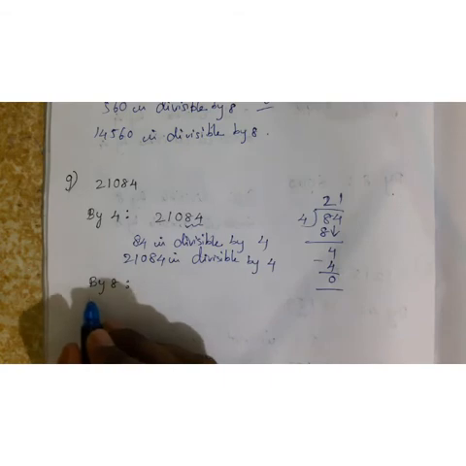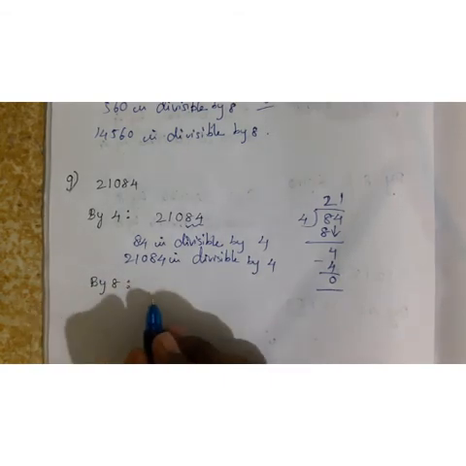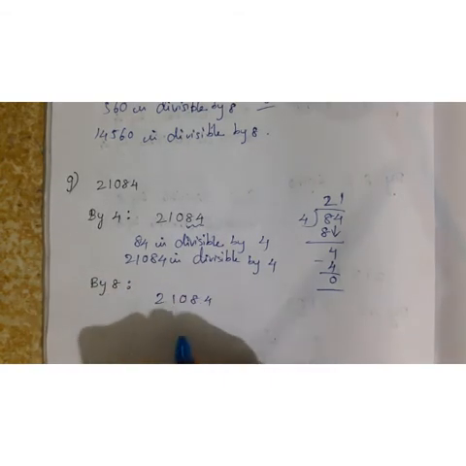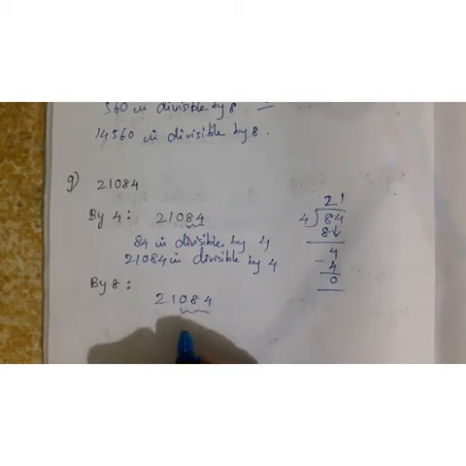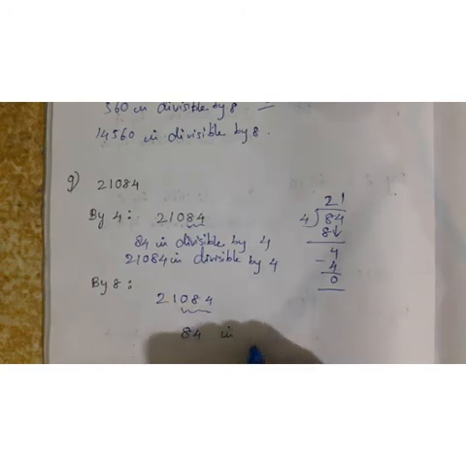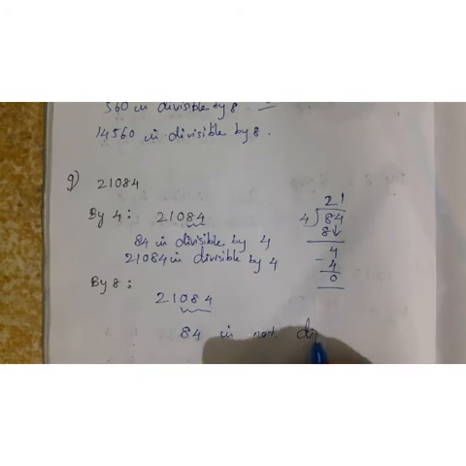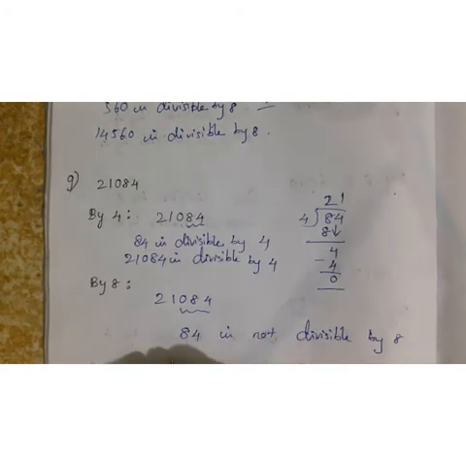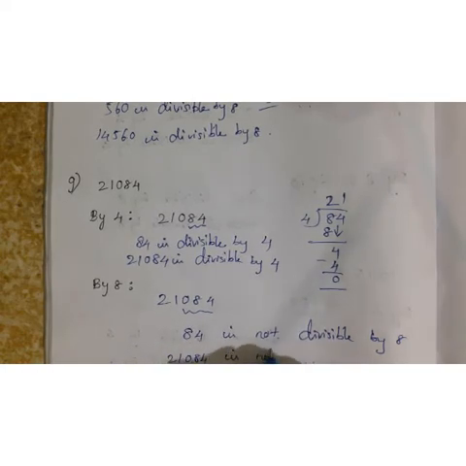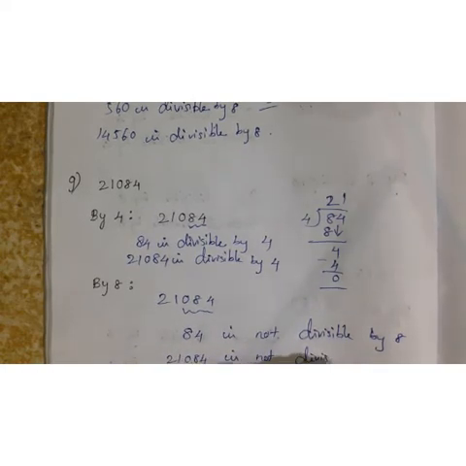4. Divisibility test for 8. If the last three digits are divisible by 8, then the number is divisible by 8. 084 is not divisible by 8. Hence 21084 is not divisible by 8.